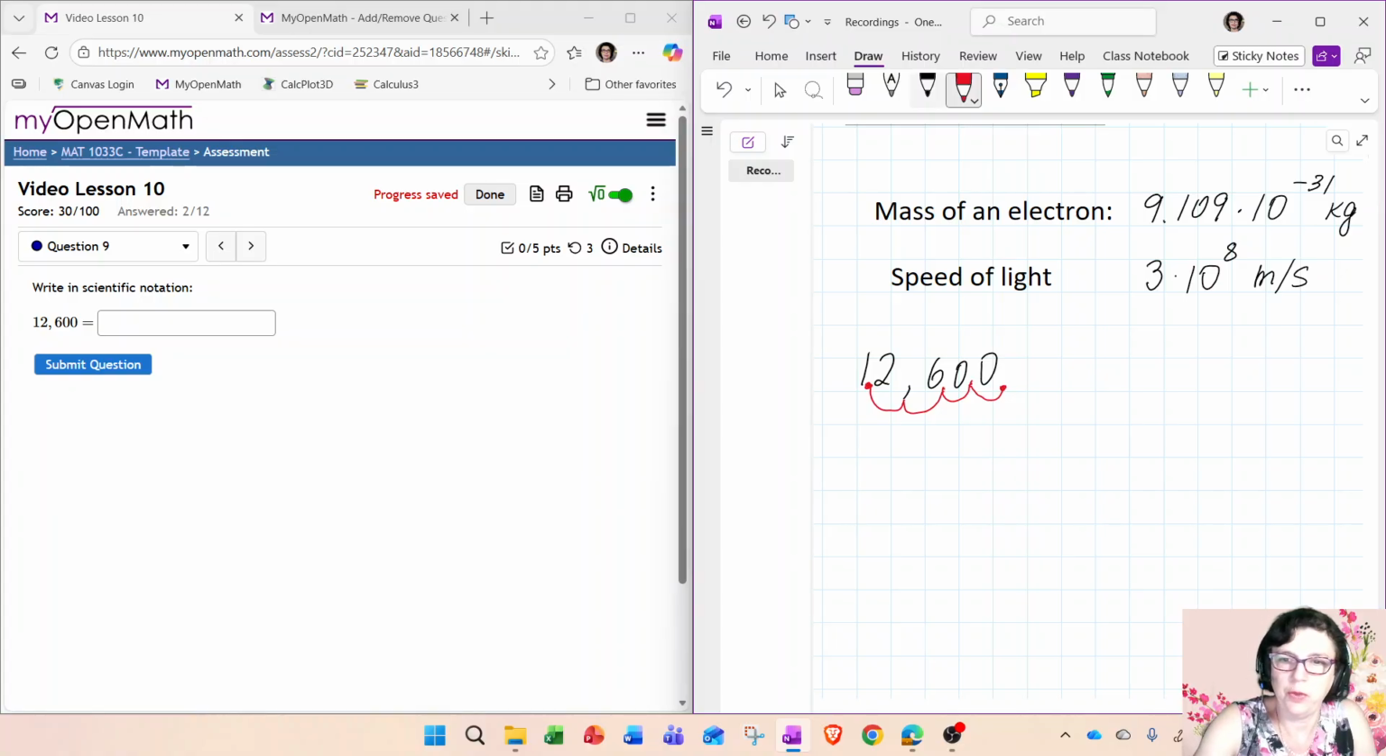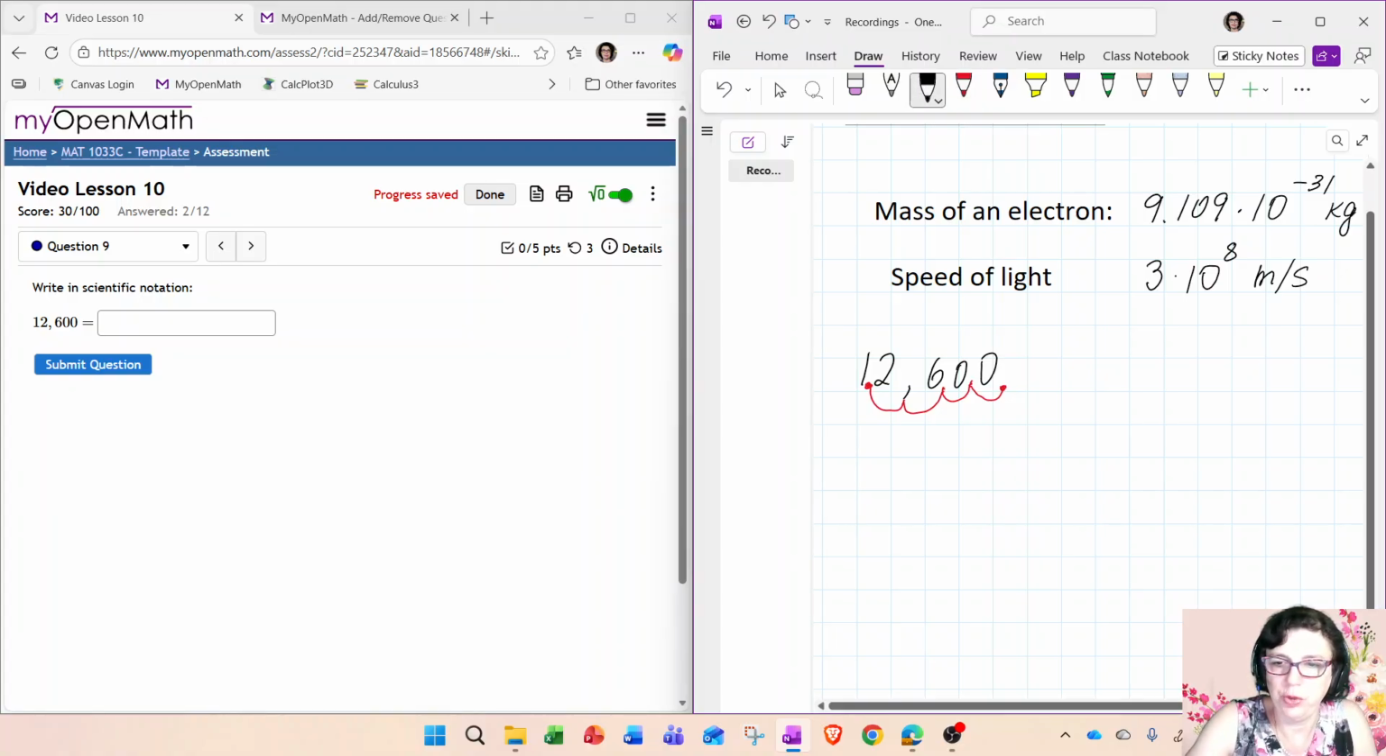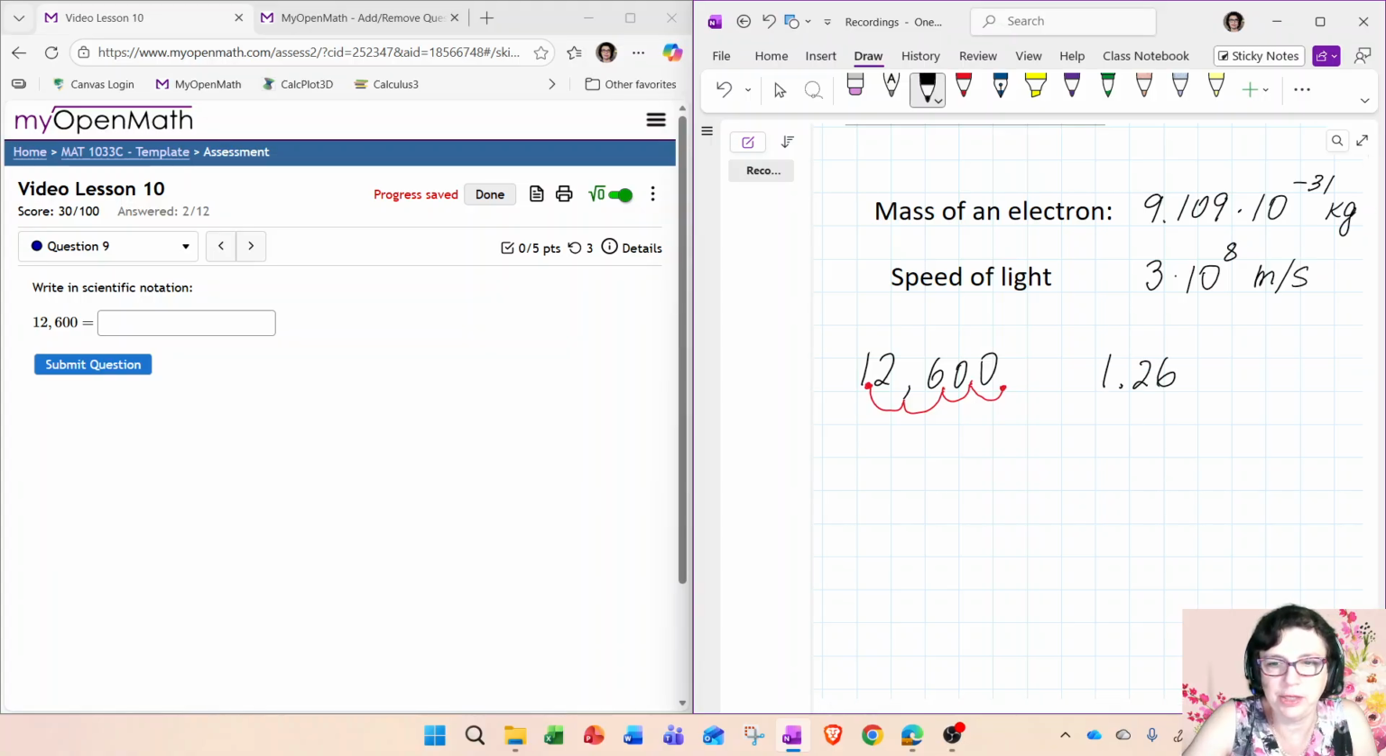Okay. And what we get now is this new number, 1.26. Now, these trailing zeros, the zeros at the end, you do not have to put. And then you're going to put times 10. Now, to what power? You've got to think. If the number that you started with is large, the power would be positive. If the number is small, the power would be negative. Looking at this number, it's definitely large. It's more than 10. And that means the power is going to be positive.